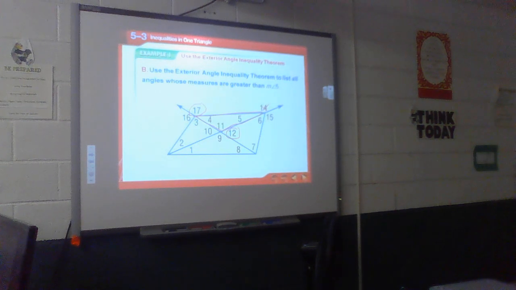Any others? 10. Okay. Any others? So would you agree that those 3 that we circled have to be bigger than 5? And are there any others that you could see? What about 15? 15 is an exterior angle to this triangle right here. And does it have any relationship to that angle 5? Probably not. But it is an exterior angle. You're exactly right. Okay? Any others that you can see?